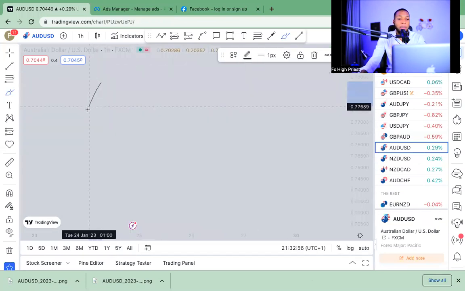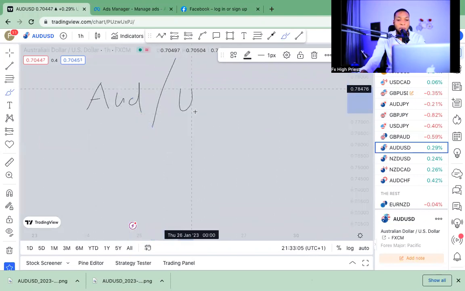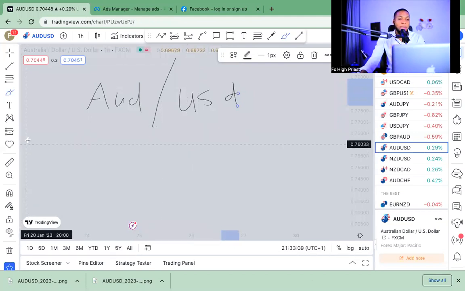Now, let's say Australian dollars, all right, is paired with the United States dollars. So we have AUD, USD. Now, your capital is, let me just, how much should I even use?